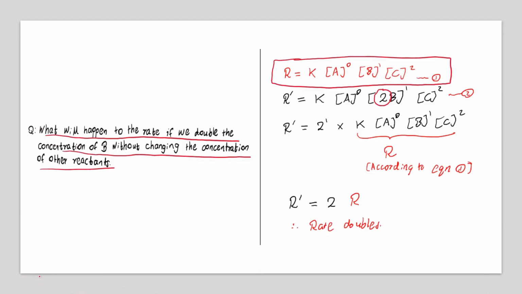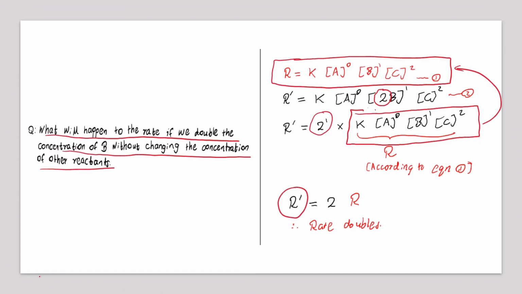Now the concentration of B is 2 times. Again I'm going to take this number in front. So 2 to the power 1 will come to the front, right? I take it to the front from all the way up to here. Then what is remaining is the initial rate: rate constant times A to the power 0, B to the power 1 and C to the power 2. That's the rate of the reaction according to my first equation. So the new rate, R dash, equals 2 to the power 1, which is 2 times the initial rate.